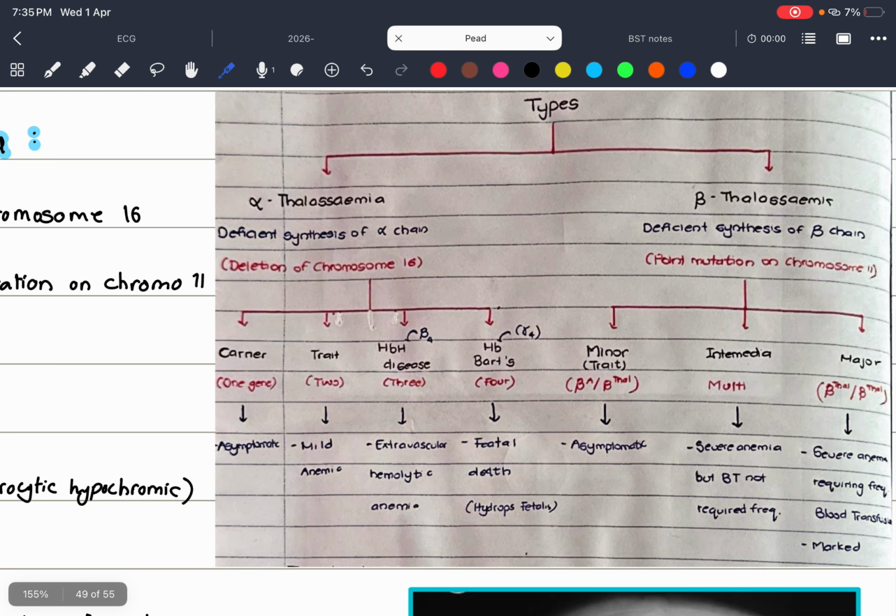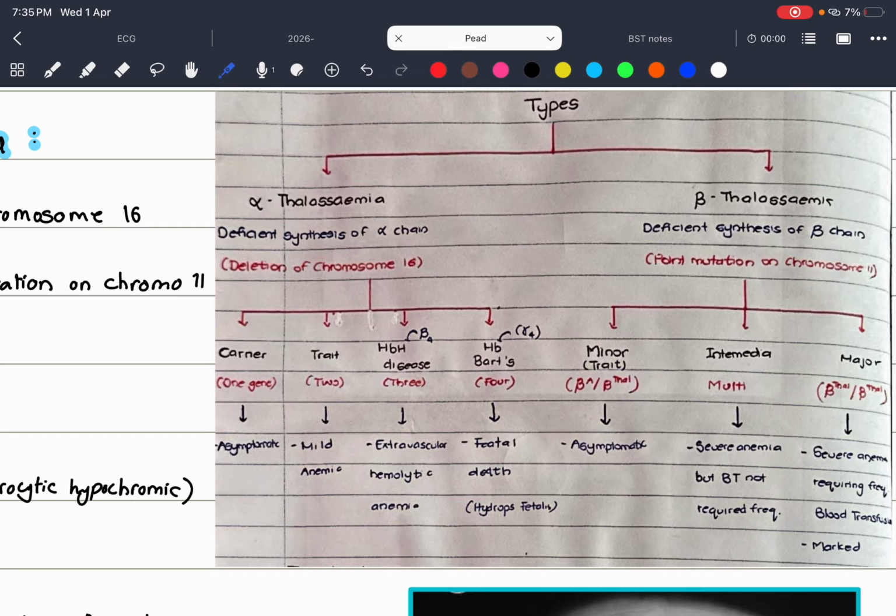Let's talk about beta thalassemia. Beta thalassemia is a mutation. That's why we cannot say that the beta is completely absent. It's mutated, it's not normal. We have minor, intermediate, and major. The minor one, we call it beta thalassemia trait, which is asymptomatic, also from its name.